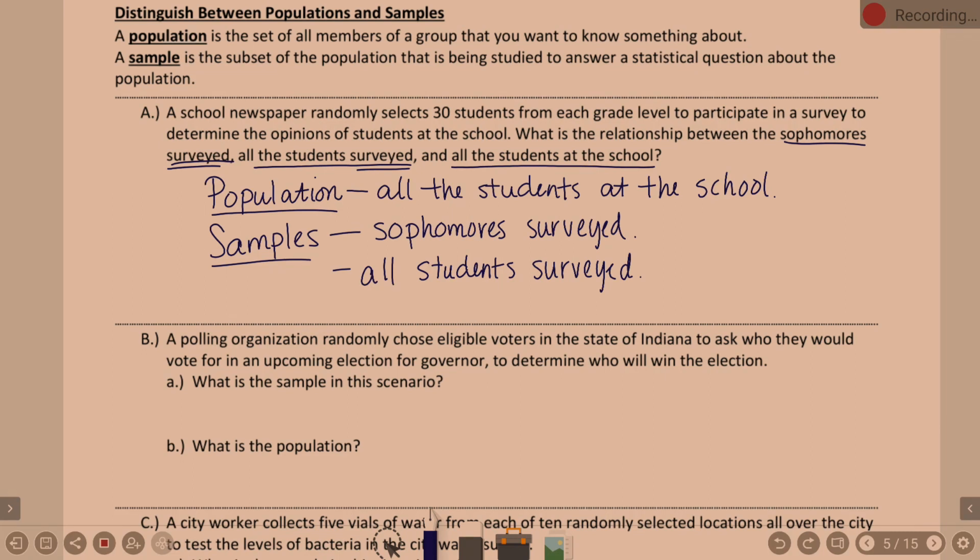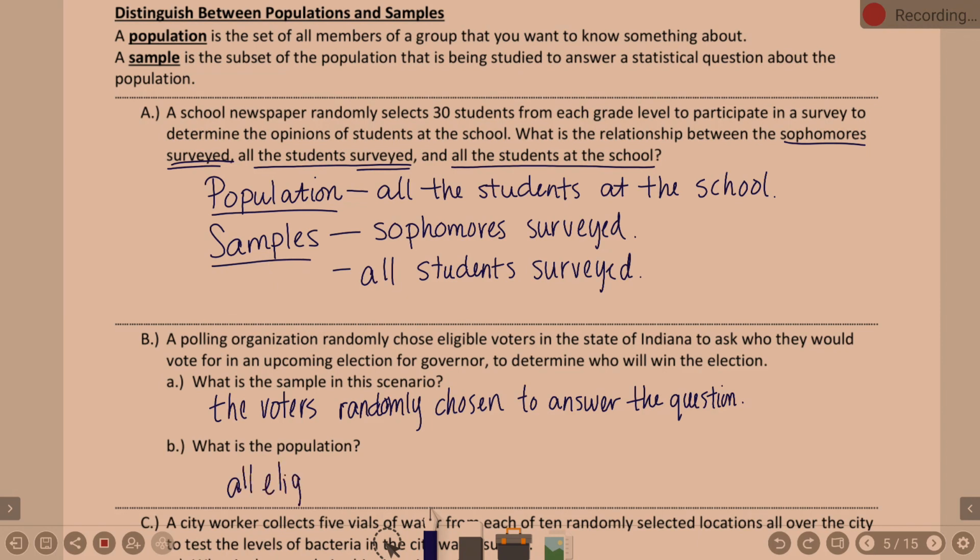So the sample, I'm going to say, is the voters randomly chosen to answer the question. And then the population is all eligible voters in Indiana.